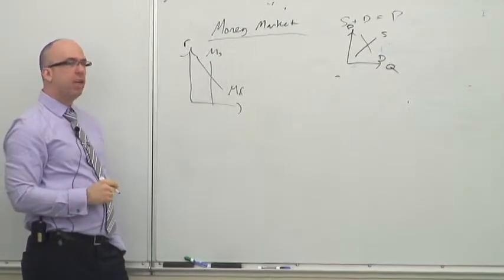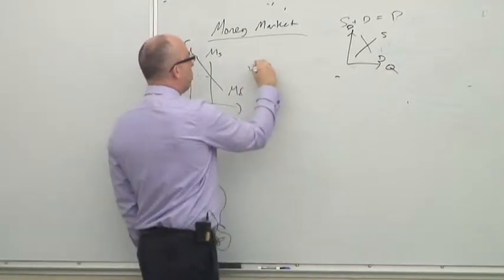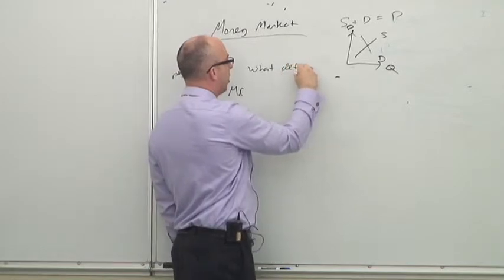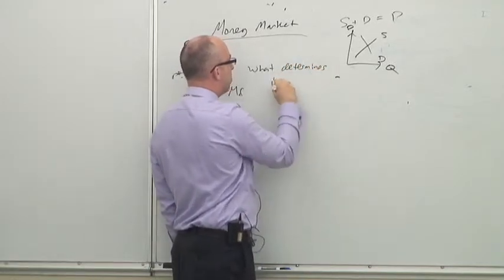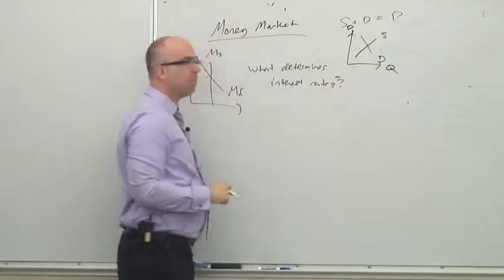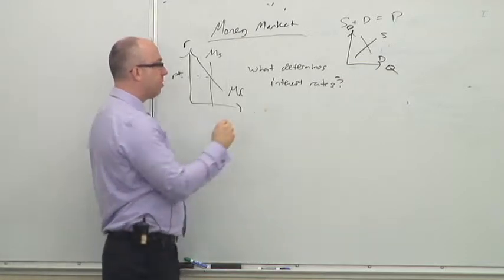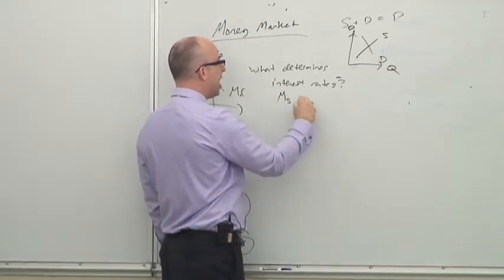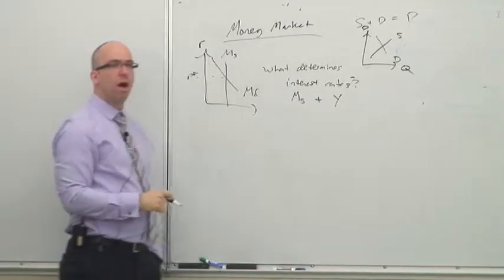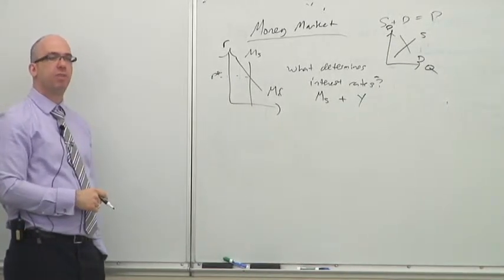So in other words, the big question is, what determines interest rates? The long story short is two things determine interest rates: money supply and income, or Y, or GDP. Those are the two big things that determine interest rates.